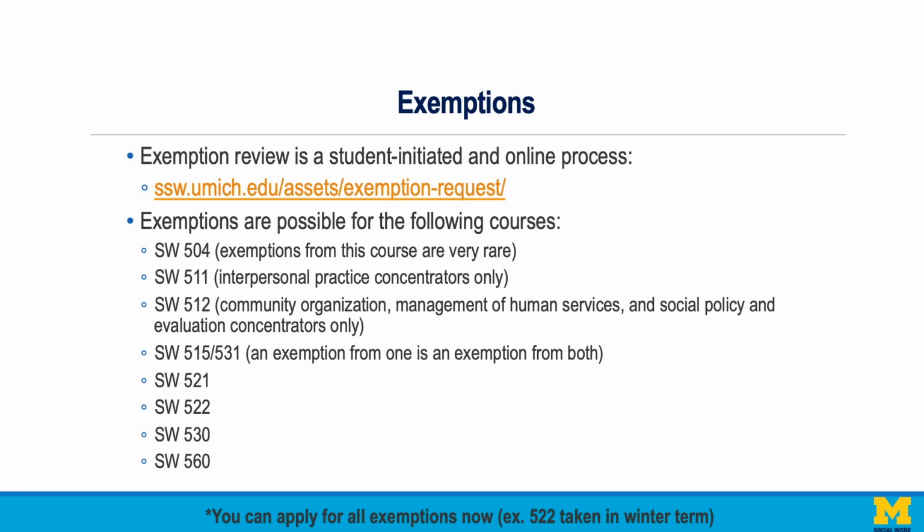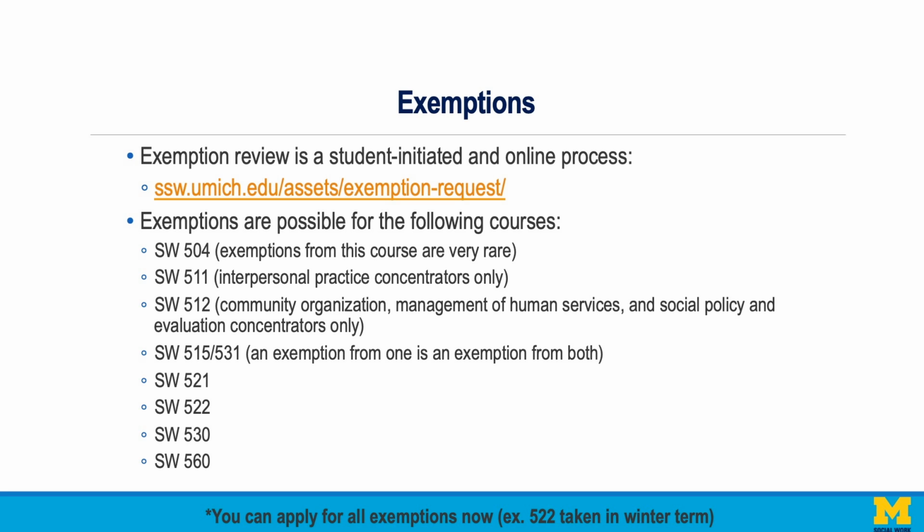The exemptions are possible for the following courses: Social Work 504, which is a diversity course. Pretty high bar to get an exemption from Social Work 504, but it is something you could pursue if you cover the content of that course in courses that you've completed over the last 6 years. Social Work 511, which is relevant only for interpersonal practice concentrators because it's the interpersonal practice lab that's required. You can pursue a substitution from Social Work 512, which is only relevant to macro students, community organization, management, and social policy and evaluation concentrators, because it's only required for students with those concentrations.